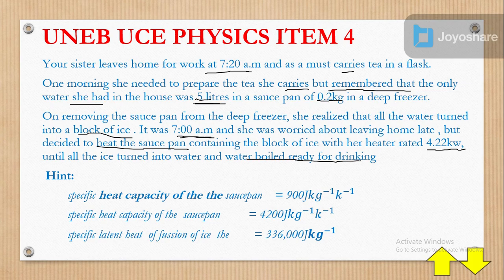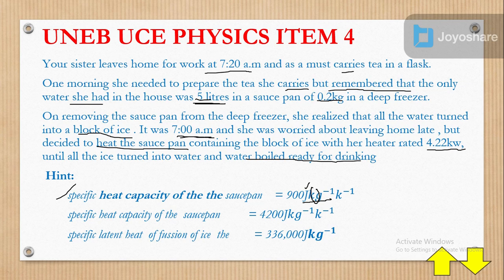Until all the ice turned into water and the water boiled, ready for drinking. Now here they're providing you with some of the constants. For example, the specific heat capacity of a saucepan is 900 joules per kelvin per gram. Was this a typing error? Oh well, it is 900 joules per kilogram per Kelvin. Please, this is kilogram.